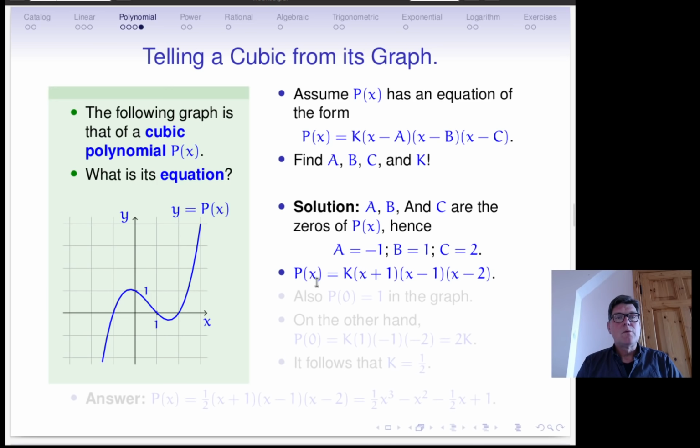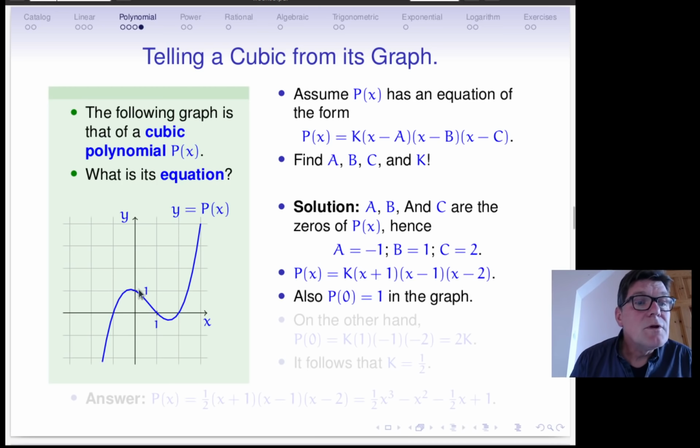Now we can plug in another point that we read off the graph. I would try the y-intercept next, because that makes for easier calculations. And here this looks like the y-intercept is 1. P evaluated at 0 is 1.